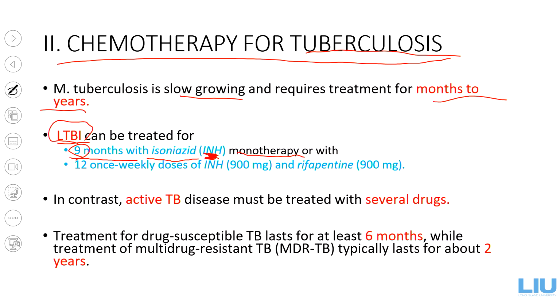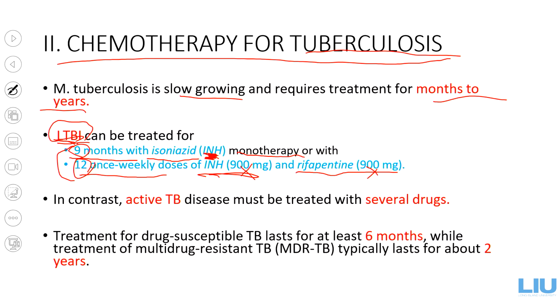Or you could go with a combination of isoniazid with rifampicin for 12 weeks, okay? So in the case of the LTBI. I would never expect you to memorize the dose, but I think you might need that for the therapeutics. So this is just to indicate how long it takes for the LTBI to be treated. Okay, it's either 9 months or 3 months, 12 weeks.